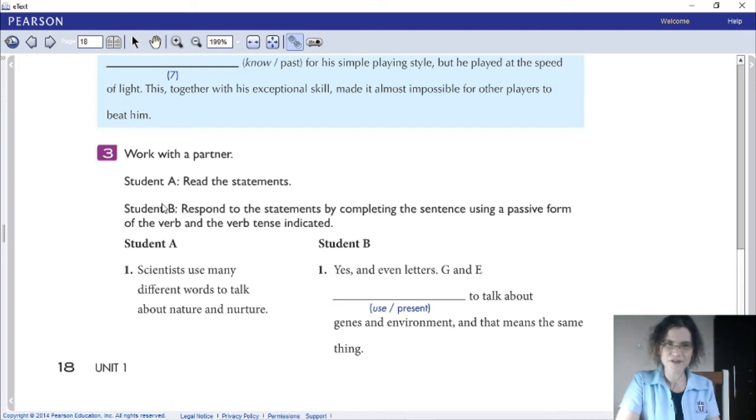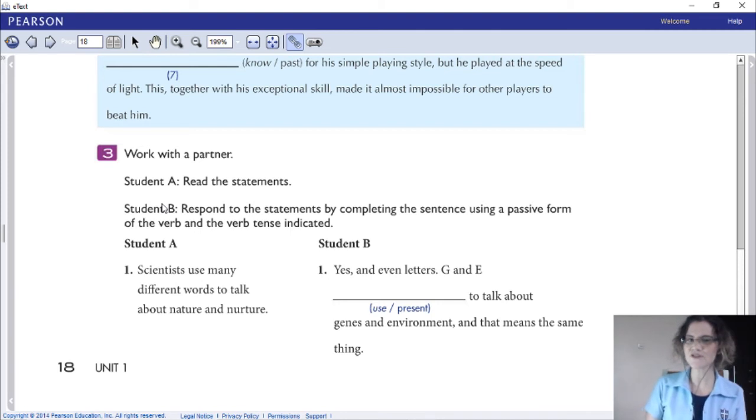And through our Zoom meeting, we will do that together. Okay, so what is the correct response made by student B to respond to student A's statement? You complete the sentence, you have to use the passive form of the verb and the correct verb tense that is indicated. So in this case, we have the verb use, so you will have to use the past participle for that, and it has to be written in the present tense. So the verb form of be must be in the present.